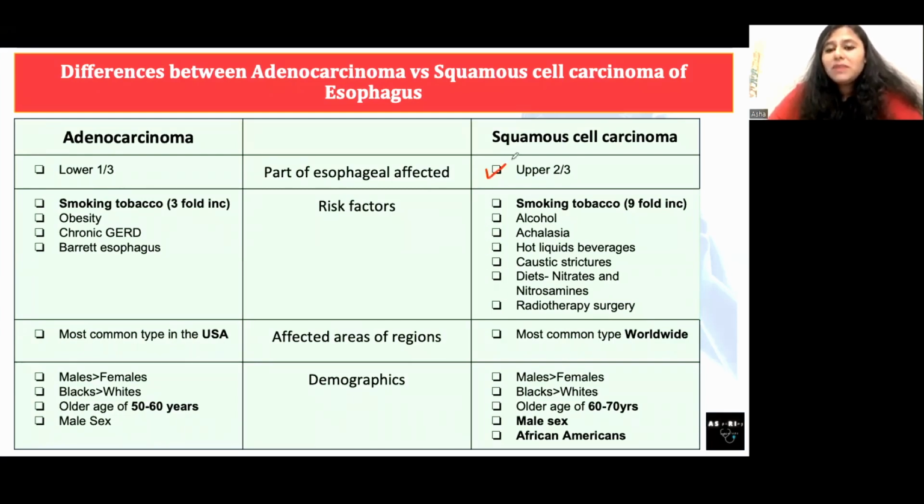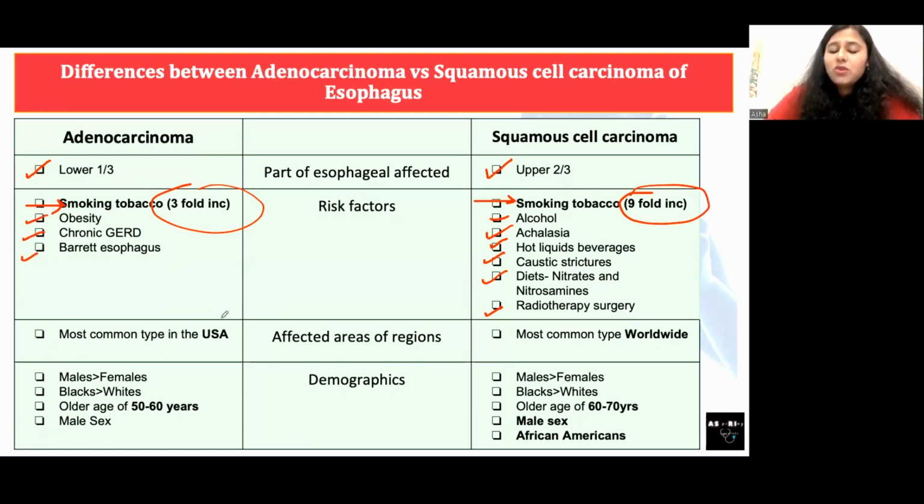So the squamous will be in the upper two-thirds, whilst adenocarcinoma will be in the lower one-third. Both have smoking as the biggest risk factor, but smoking is a 9-fold increase in squamous compared to a 3-fold increase in adenocarcinoma. So squamous will also have alcohol, achalasia, hot liquid beverages, caustic strictures, diets high in nitrates and nitrosamines, and radiotherapy or surgery. Whereas with adenocarcinoma, we can also have obesity, chronic GERD, and Barrett's esophagus.